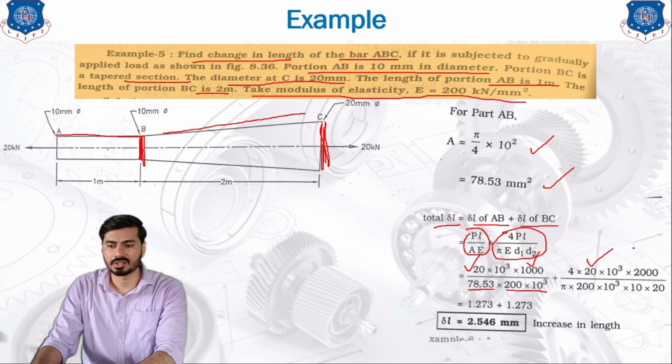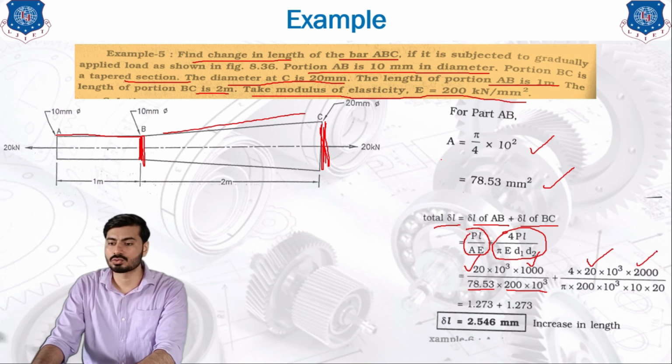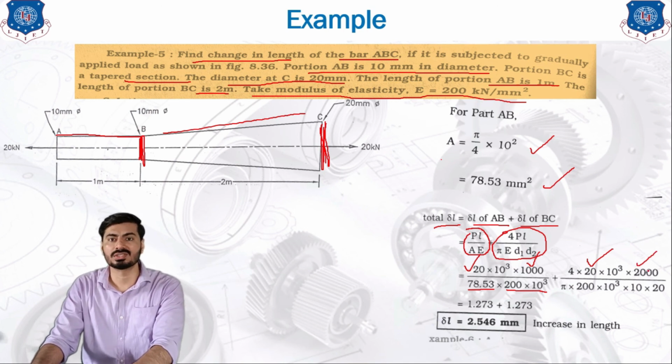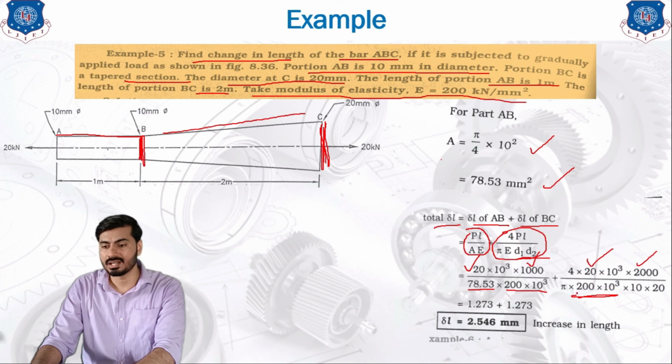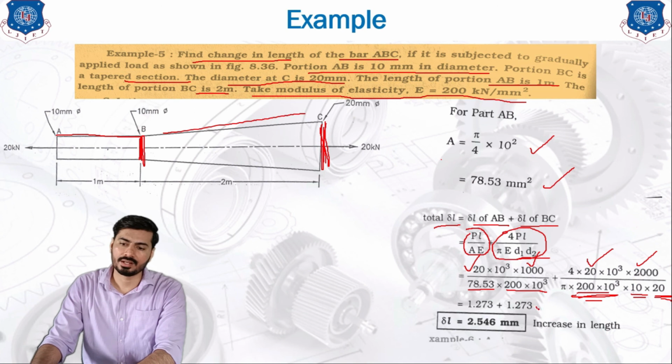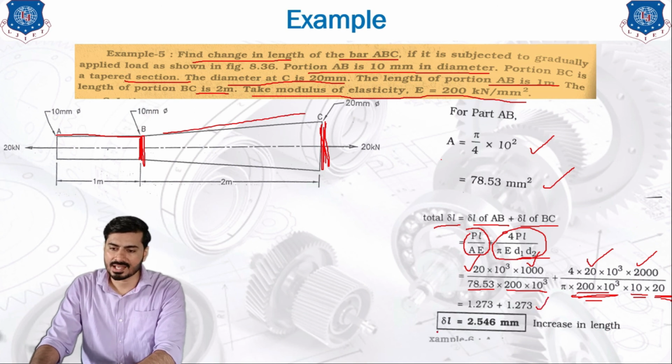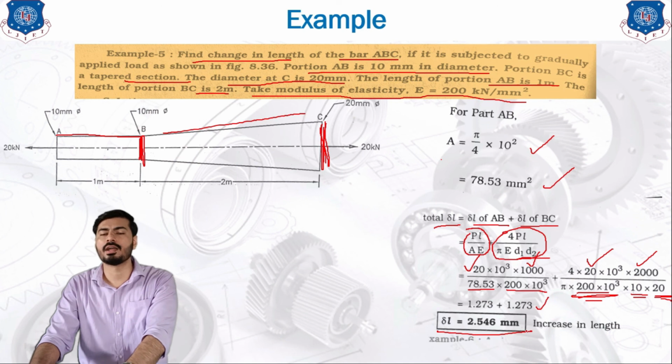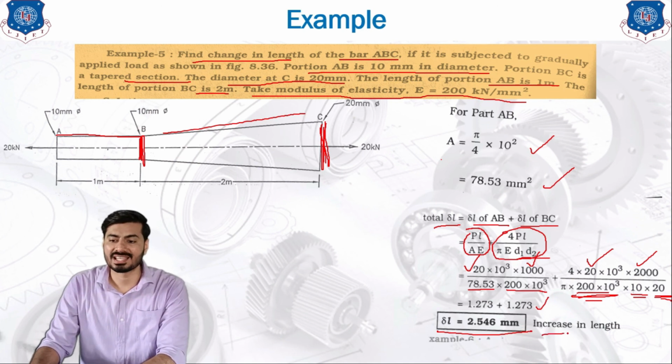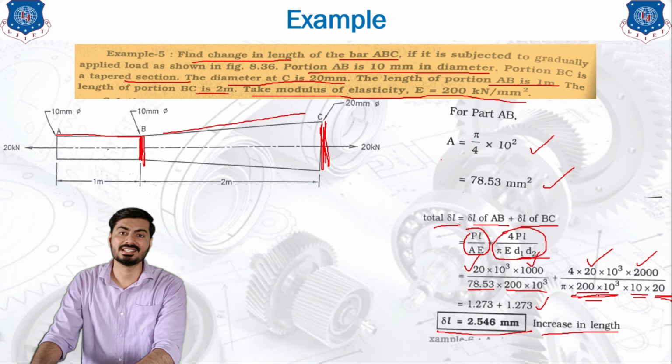Similarly, we can use that particular data in this equation for the part BC. For the part BC, the length is 2 meter. That's why we have written over here 2000 mm. Area is not given, but we need only D1 and D2. That's why we have entered 10 and 20 like this. The E value for both parts is the same. If you calculate both the values, you will get the final answer of delta L as 2.54 mm, which is an increase in the length because the sign is positive.